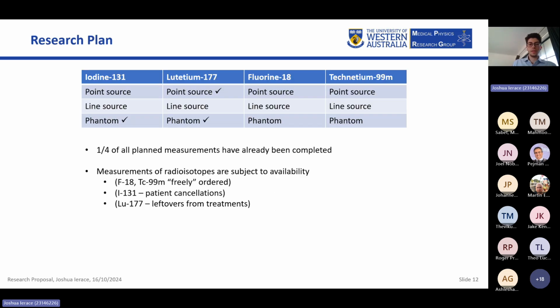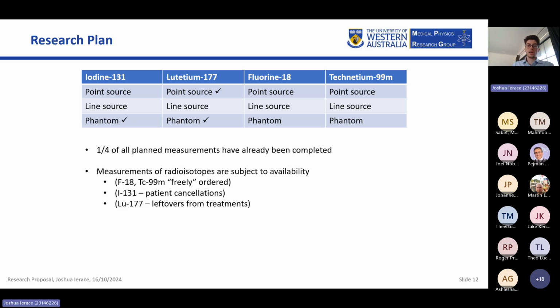So this is my research plan. I plan on doing point source measurements, line source measurements, and phantom measurements for 4 radioisotopes. Iodine-131 and lutetium-177 will be the radioisotopes used for therapy, and fluorine-18 and technetium-99m will be the radioisotopes used for diagnostic imaging.